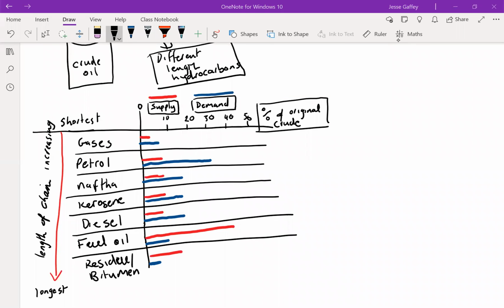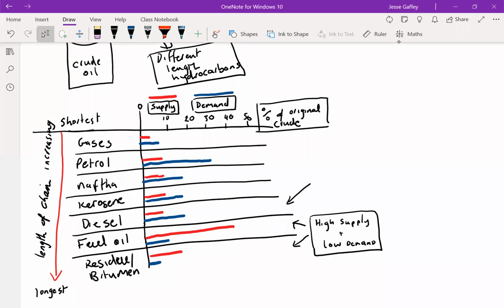So to summarize, both fuel oil and bitumen have a high supply and a low demand. Meanwhile, the diesel, kerosene, the naphtha, the petrol, and the gases have a low supply and a high demand.